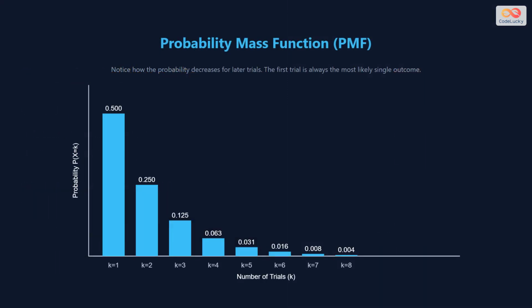If we graph the probabilities for each trial k, we see a distinct pattern. The first trial always has the highest probability. As the number of trials increases, the probability drops. This makes sense. It is much more likely to succeed early on than to have to wait a very long time for a single success.